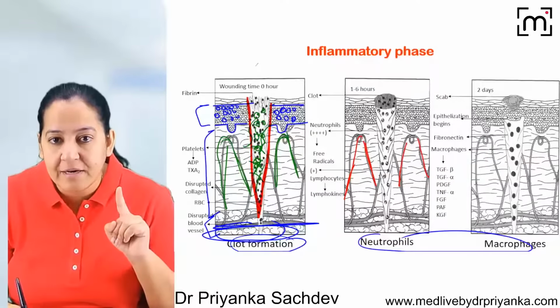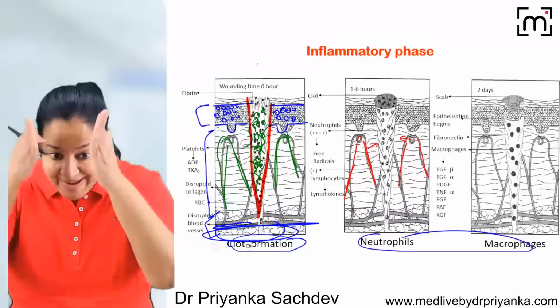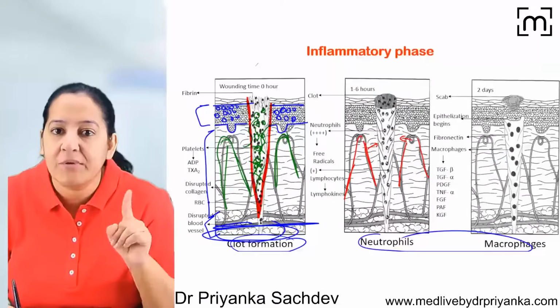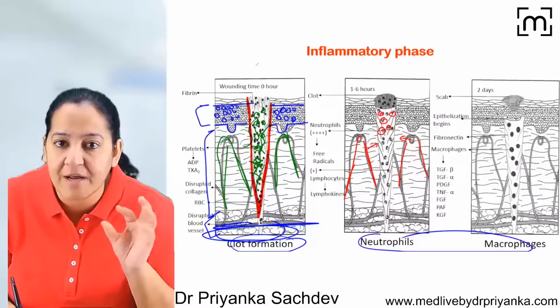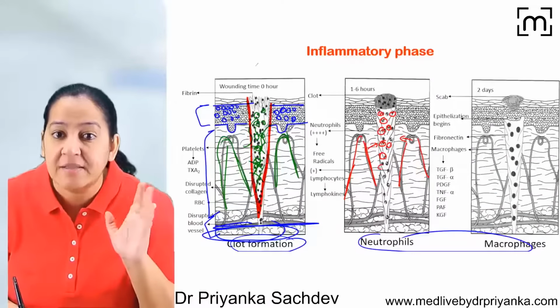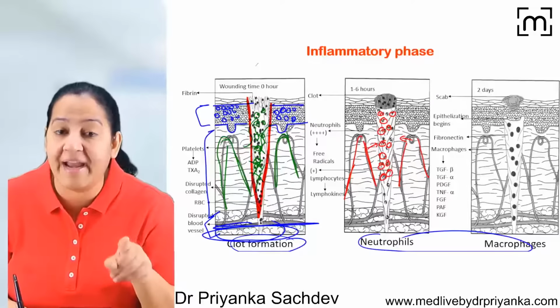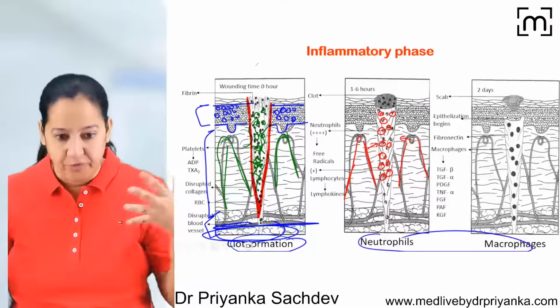Now from this blood vessel, the neutrophils will come here in the space, in the gap. So you can see these all cells have a multilobated nucleus. If you can zoom and appreciate, these all cells are multilobated. These all are neutrophils.